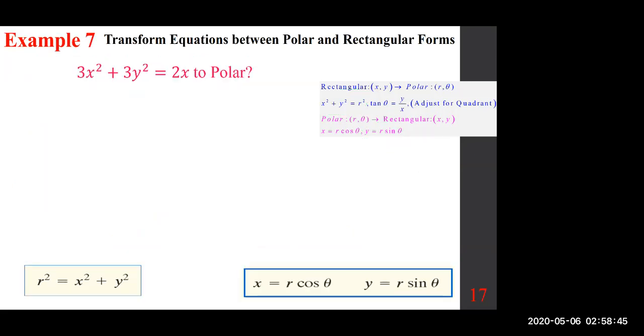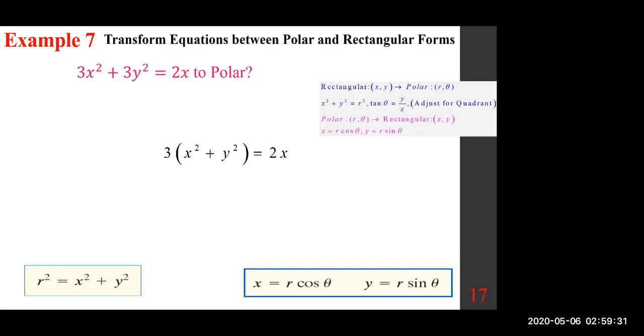Now, we have a situation where we want to go from rectangular format to polar format. Okay, so actually this is not too bad, because on the left side, if you factor out the 3, what happens? We get 3 times r squared. And on the right side, we get 2 times x. What is x?